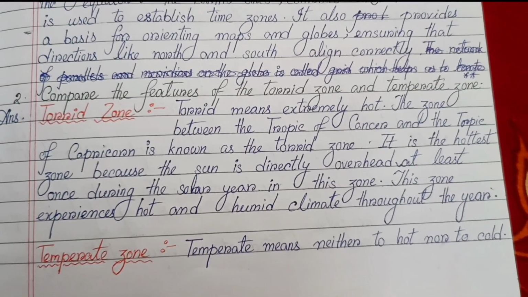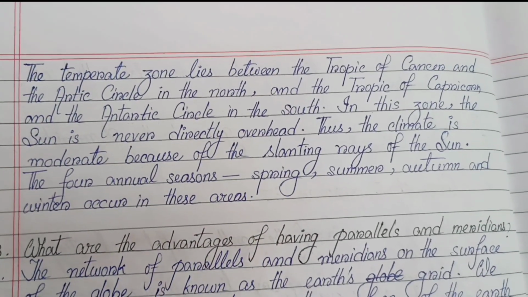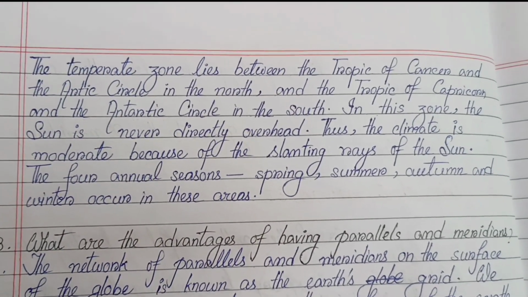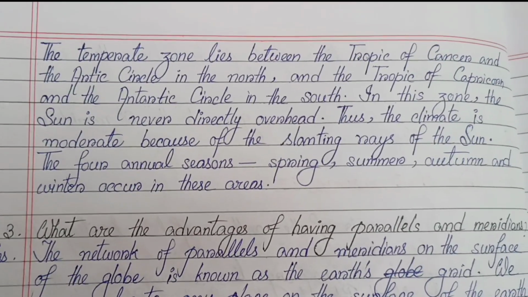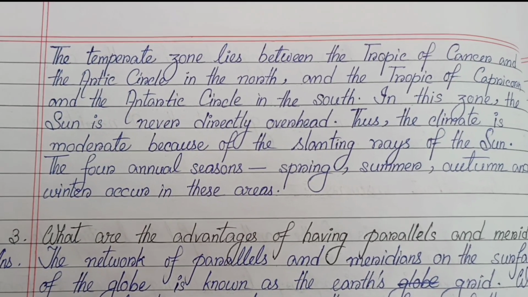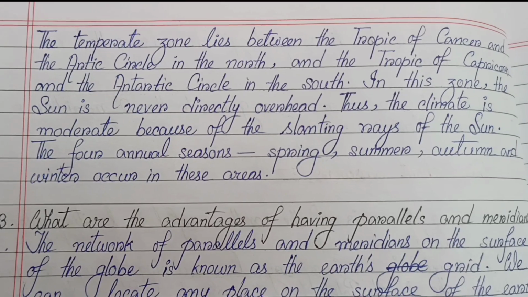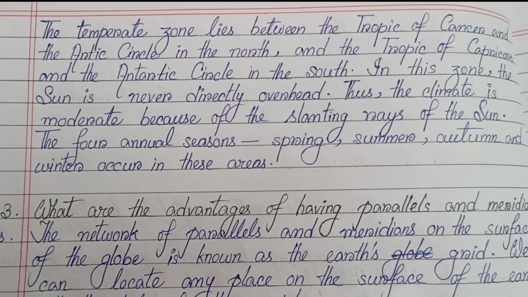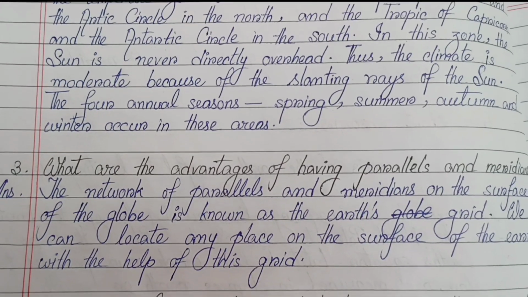Temperate zone. Temperate means neither too hot nor too cold. The temperate zone lies between the Tropic of Cancer and the Arctic Circle in the north and the Tropic of Capricorn and the Antarctic Circle in the south. In this zone, the sun is never directly over it. Thus, the climate is moderate because of the slanting rays of the sun. The 4 annual seasons, spring, summer, autumn and winter, occur in this area.